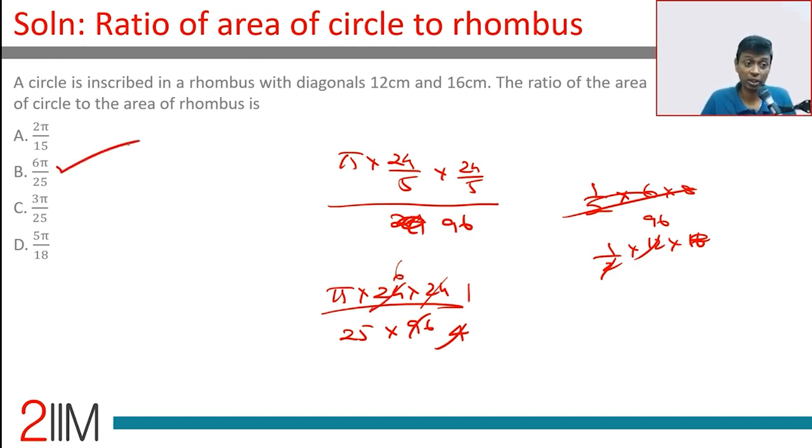My original answer would have given us 24 pi by 25, which luckily enough was not there in the choices. It's half into product of diagonals, not half into product of half the diagonals.